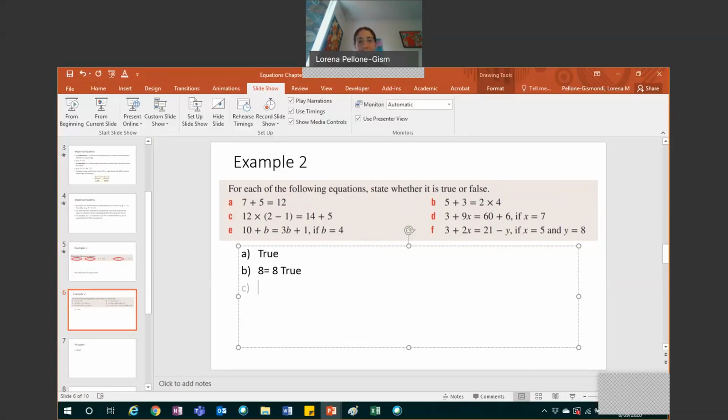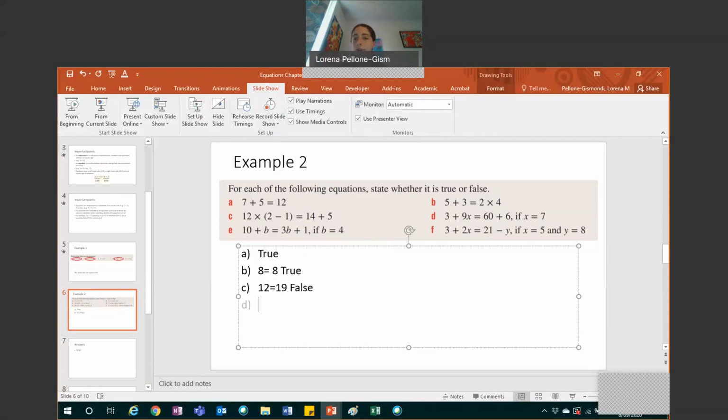For part C, 12 times 2 minus 1. So we'll do the brackets first. So 2 minus 1 is 1, and 12 times 1 is 12. So 12, does that equal 14 plus 5 is 19? No, so it's false.